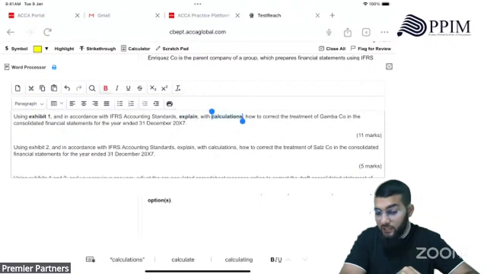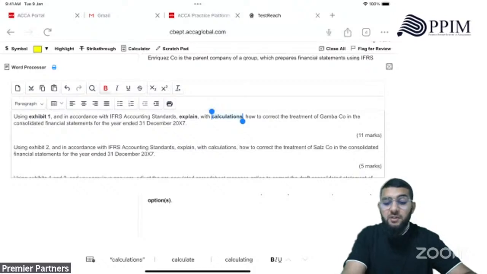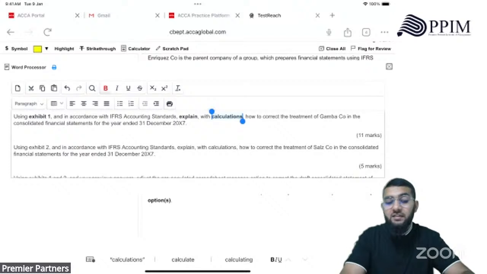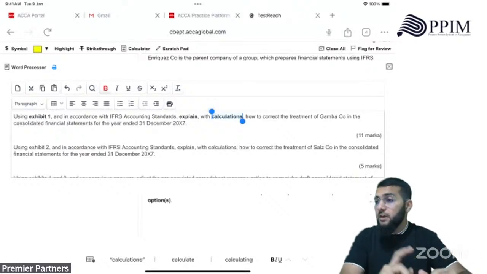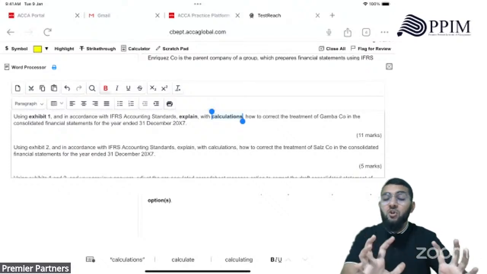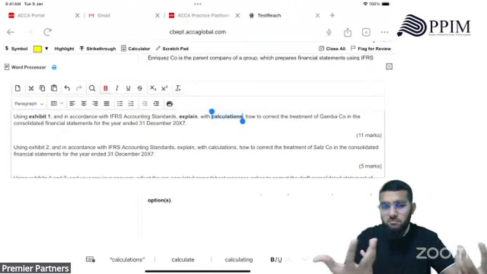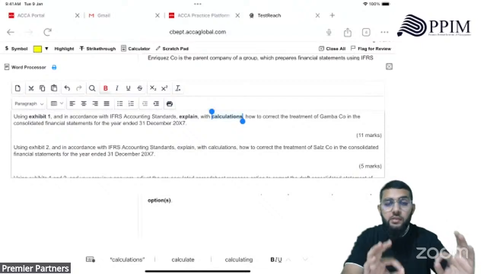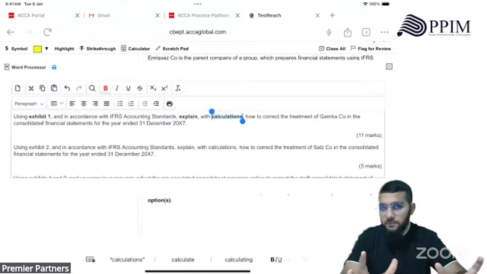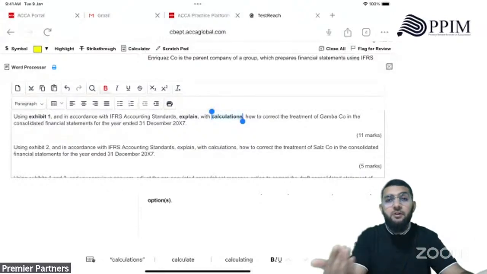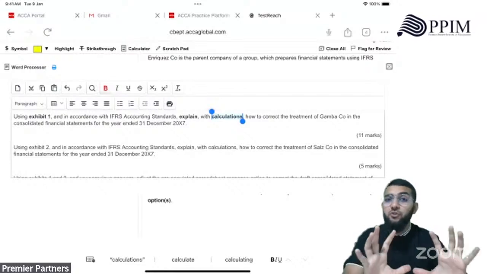Explanation with calculations, how to correct the treatment of Gamba Co. in the consolidated financial statements for the year ended 31st December 2027. Now remember, the first question is all the time going to focus on group accounting: the errors that are made in the consolidated statement of financial position or consolidated statement of profit or loss, and you will have to correct them as well.